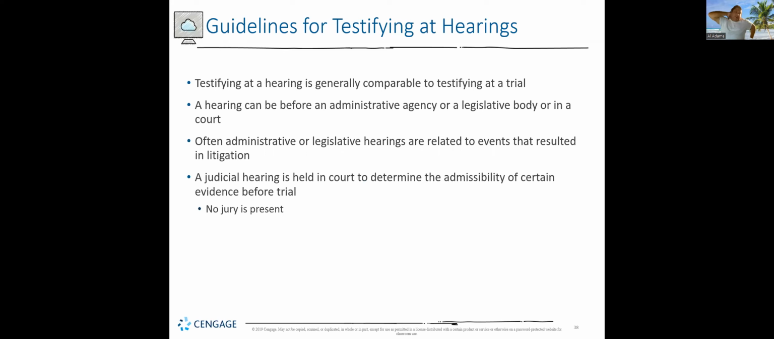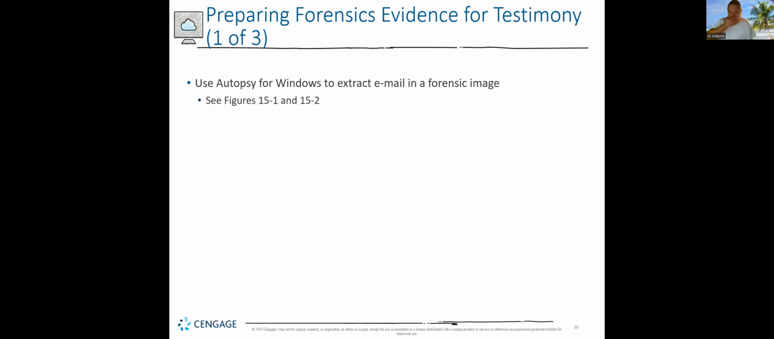Testifying at a hearing is generally comparable to testifying at trial. A hearing can be before an administrative agency or legislative body or in a court. Like, imagine testifying to Congress. Often administrative or legislative hearings are related to events that result in litigation. A judicial hearing is held in court to determine the admissibility of certain evidence before trial. So they get to review what you are trying to submit. No jury is present.